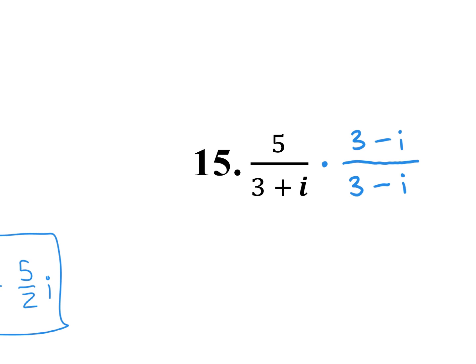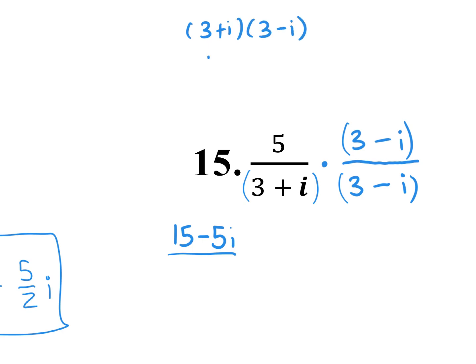And if we do something to the bottom, we do it to the top. All right, you could add parentheses here if it helps. Distribute the 5 on top. You get 15 minus 5i. And then in the denominator, you actually don't have to FOIL. I'll show you why you don't have to FOIL.